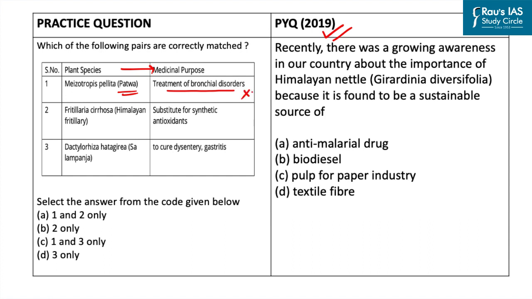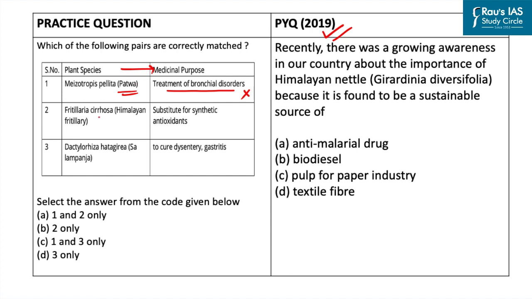Now this is incorrectly matched, as Patwa is a perennial shrub and is endemic to Uttarakhand. Now the essential oil that is extracted from the leaves of Patwa possesses strong antioxidants and can be a promising natural substitute for synthetic antioxidants in the pharmaceutical industries. It is not used for the treatment of bronchial disorders.